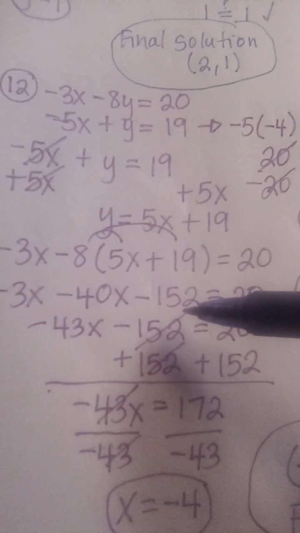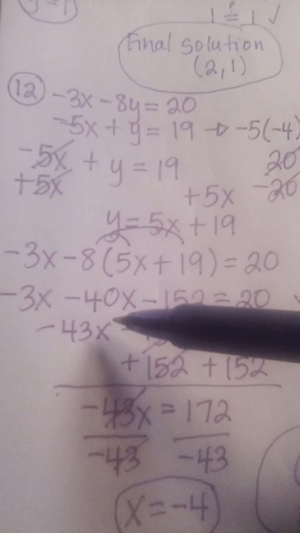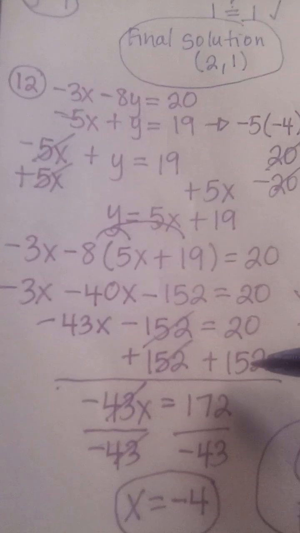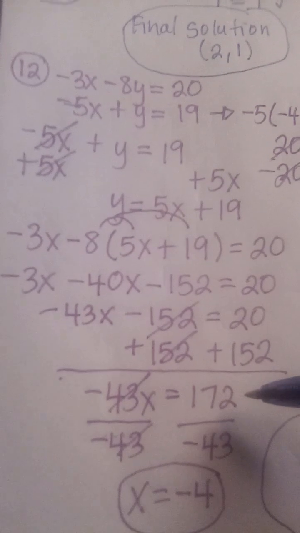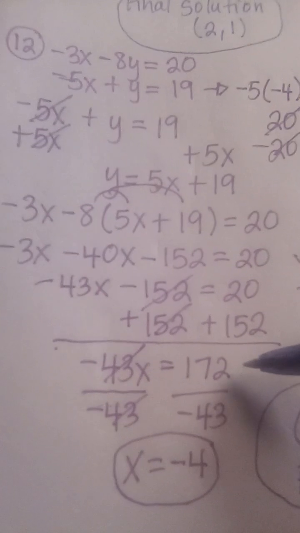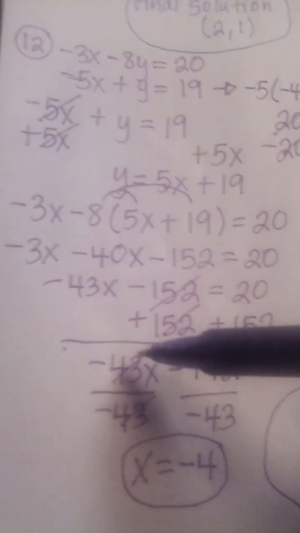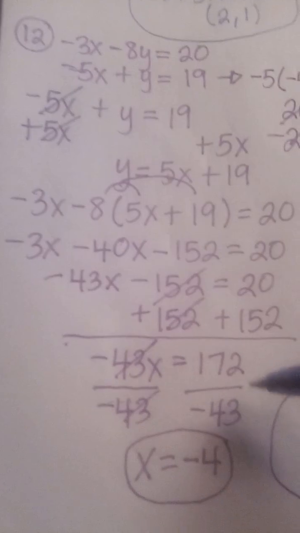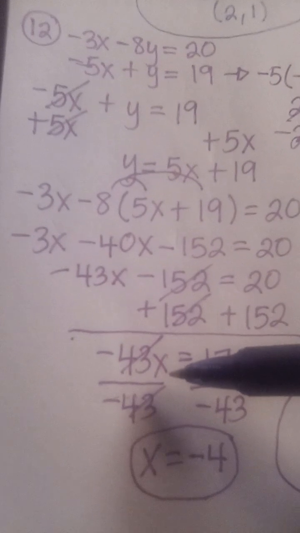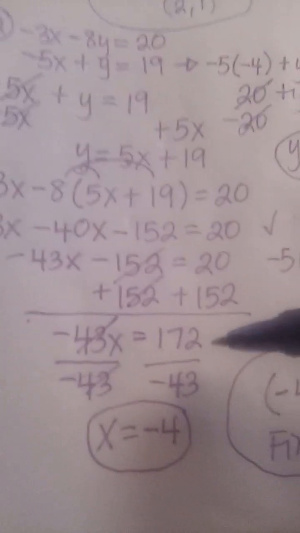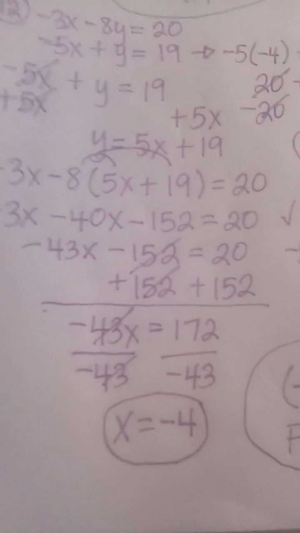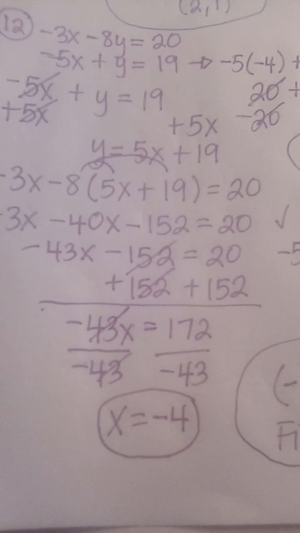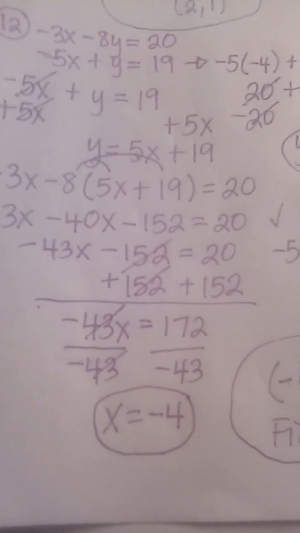Cross out the 152s on the left side, bringing down the negative 43x, equals 20 plus 152 to give us 172. Then, in order to get x by itself, you have to divide both sides by negative 43, crossing out the negative 43, bringing down the x. 172 divided by negative 43 gives us negative 4. So far on, any questions on how we figure out the x?